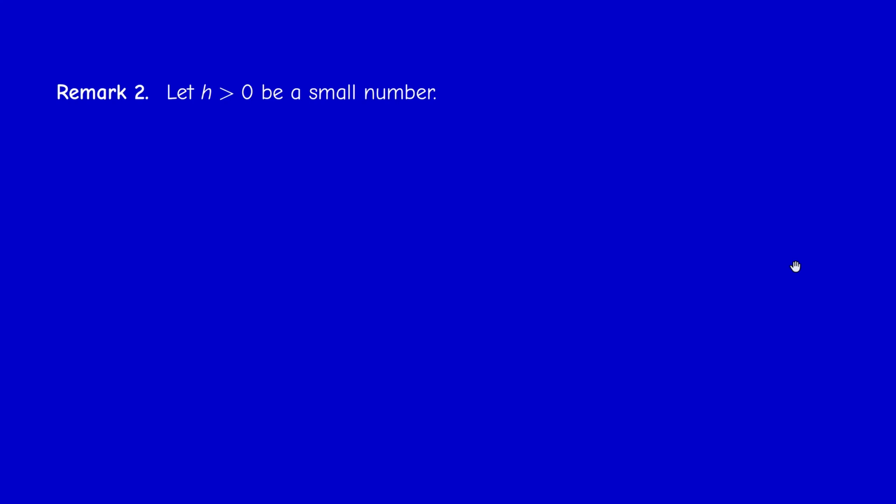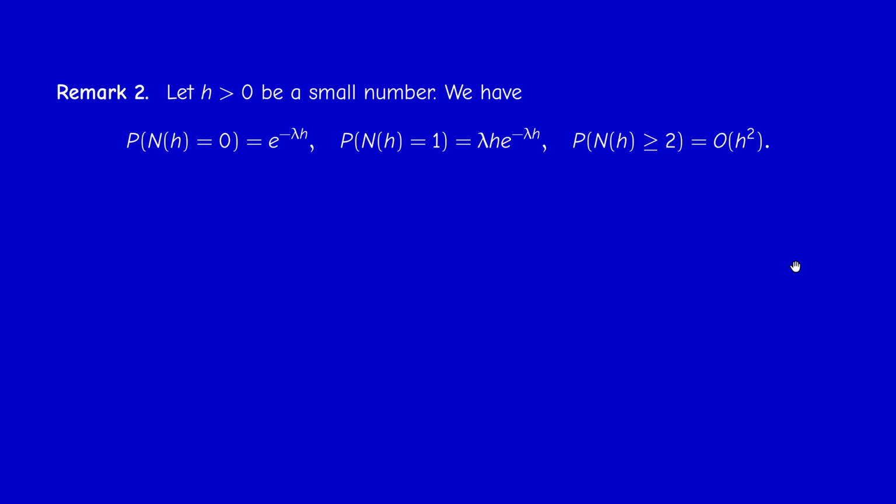Second remark: let us see what happens during a small interval of time of length h. Since N(h) follows a Poisson distribution of parameter lambda h, the probability that N(h) is 0 is precisely exp(-lambda h). And the probability that N(h) takes the value 1 is lambda h e^(-lambda h), because this corresponds to the value k equal to 1. If you compute the probability that N(h) is at least 2, you can write it as (lambda h)^2 over 2 factorial times e^(-lambda h) plus etc. So it's an infinite series, but it's of order big O of h squared, because it starts with lambda squared h squared over 2.